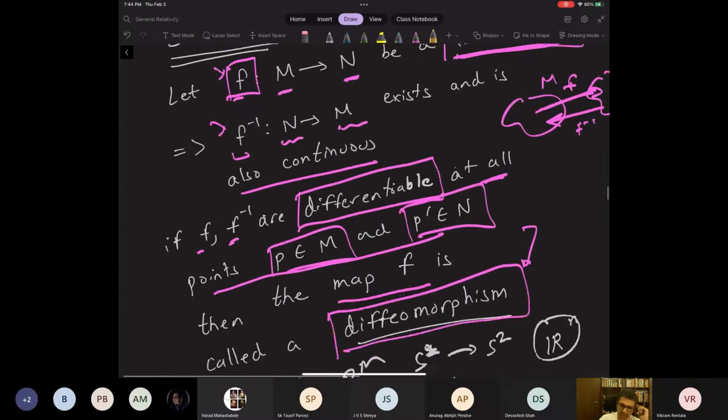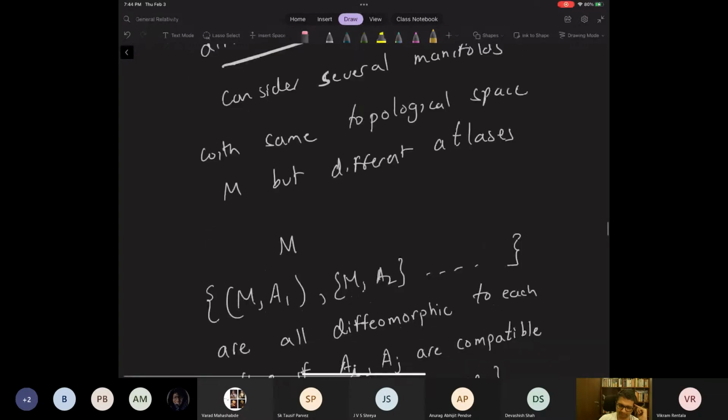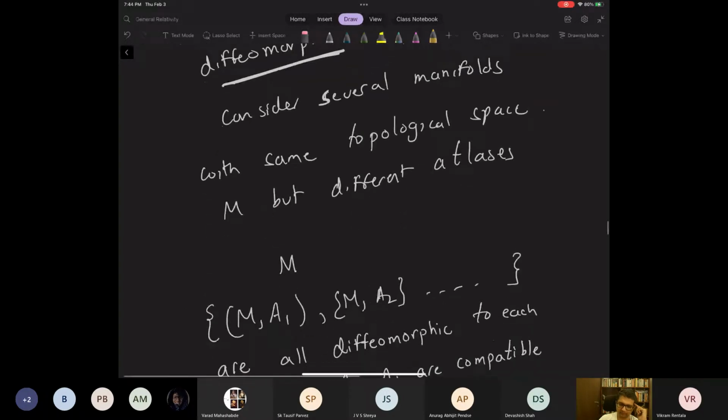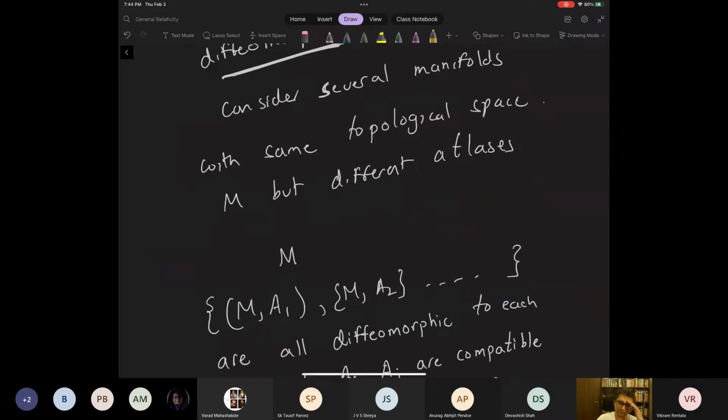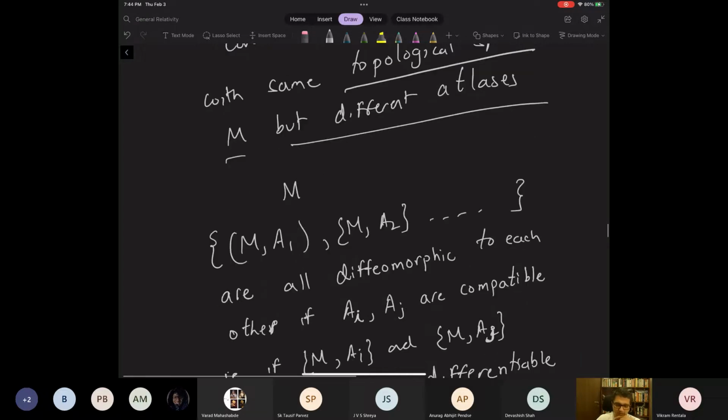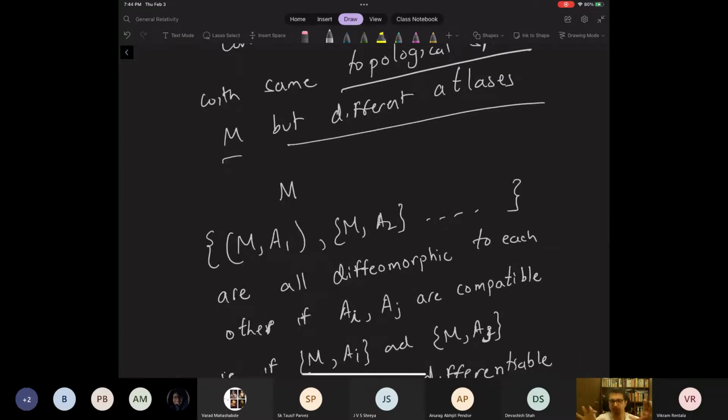Okay, let's keep going. So now let's consider several manifolds. Let's imagine that you have several manifolds. All of them have the same topological space, M, but they have different atlases. That is, they have different patches, this different patchwork of coordinate charts. So imagine the same topological space M with an atlas A1, the same topological space M with an atlas A2, and so on.